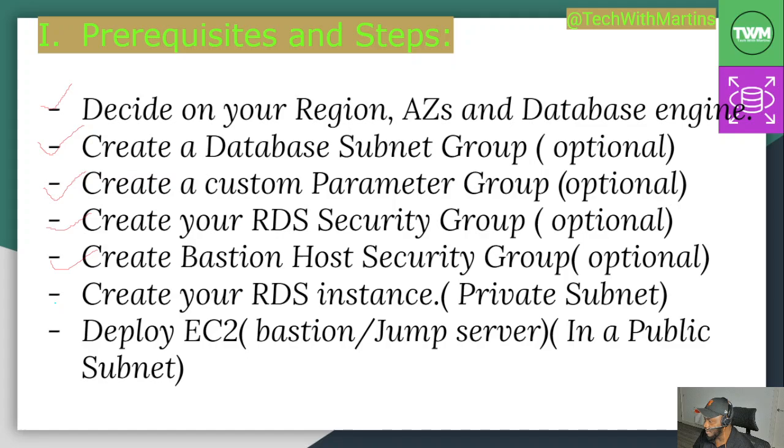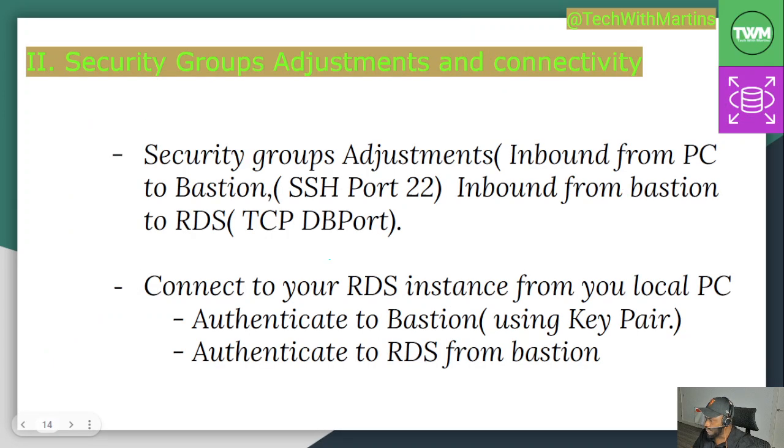Then we create our RDS instance in a private subnet. It will be deployed in a private subnet. And then we're going to deploy our EC2 instance as a Bastion host, or the jump server, in a public subnet. So those are the deployment steps. The second thing to do after deployment will be security group adjustments and connectivity.